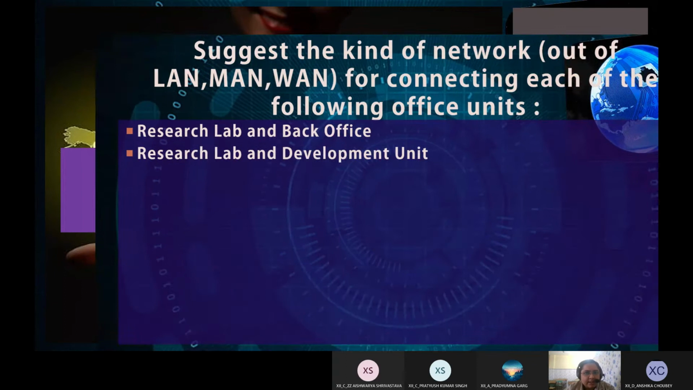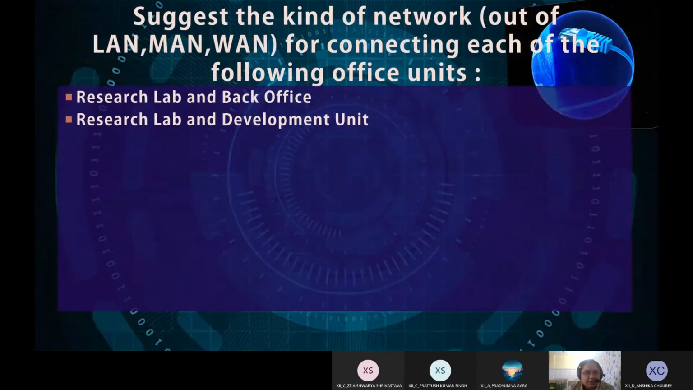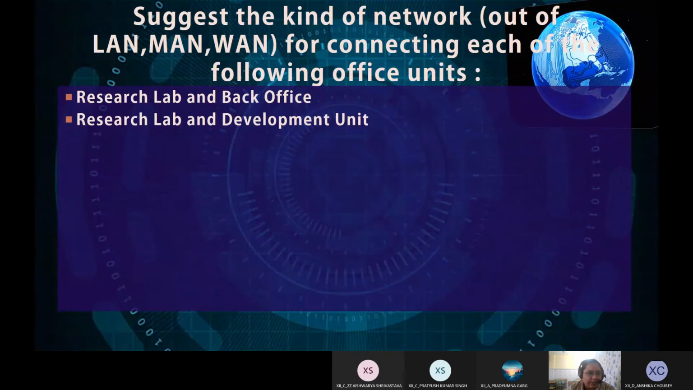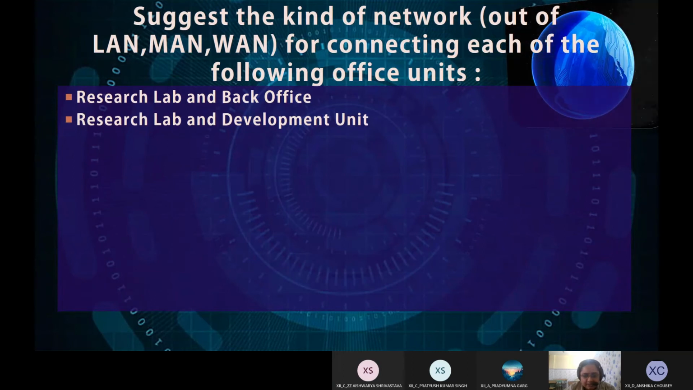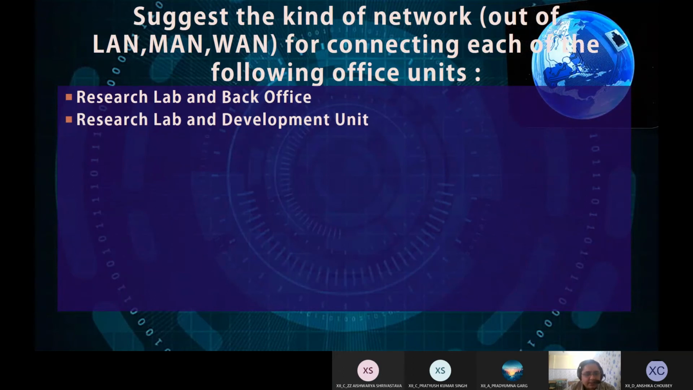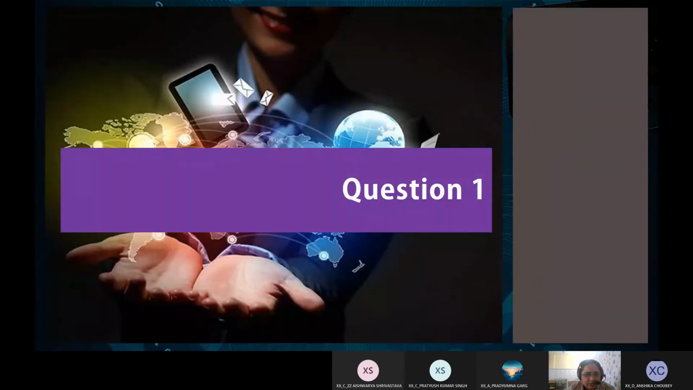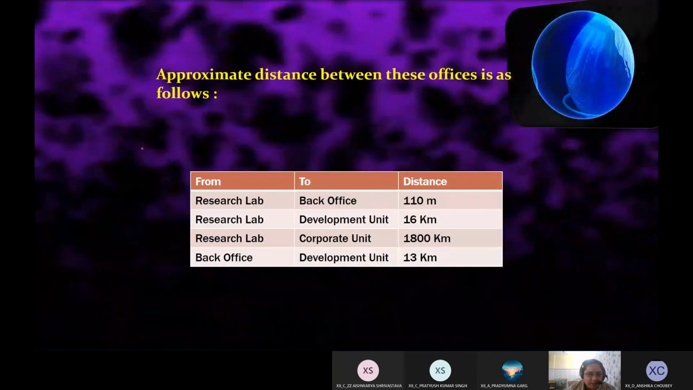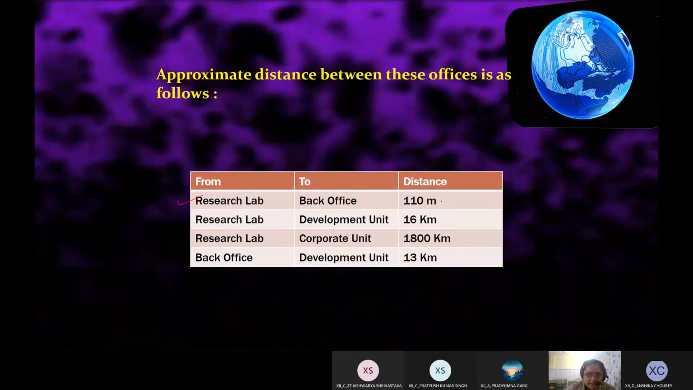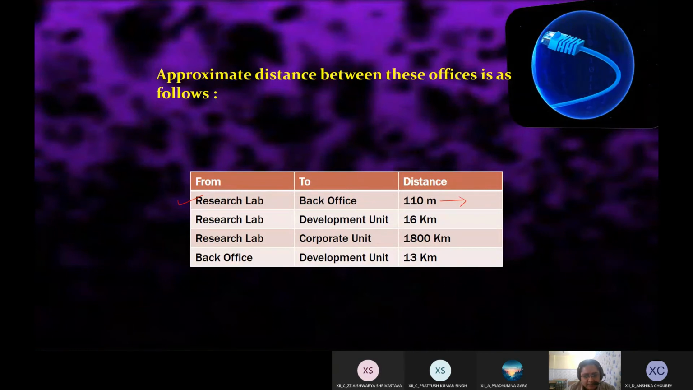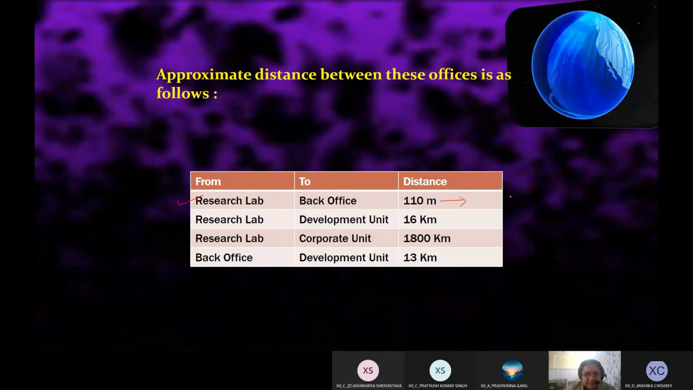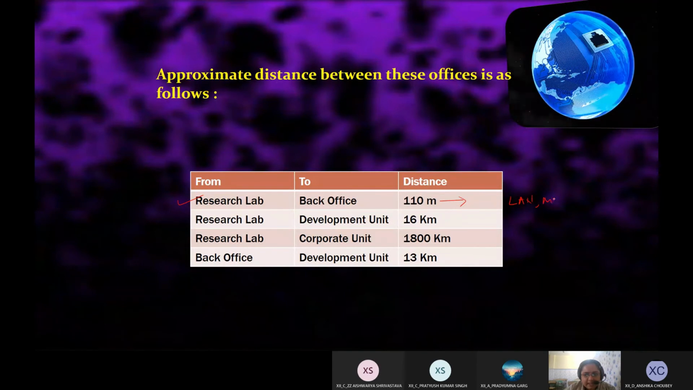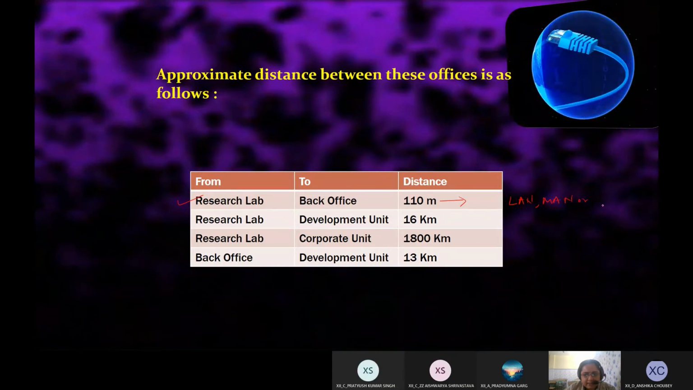First question. Suggest the kind of network out of LAN, MAN, WAN for connecting each of the following office units. First is research lab and back office. What will be the answer? So firstly we'll go back to research lab to back office. You can see it is 110 meters, right? So what should be feasible here? LAN, MAN or WAN? Can anybody answer?